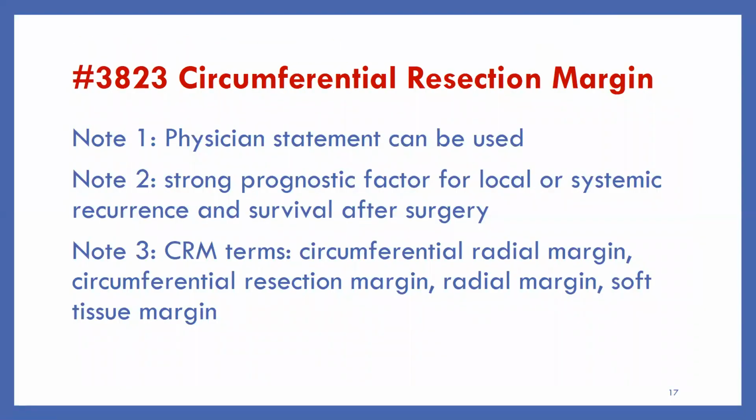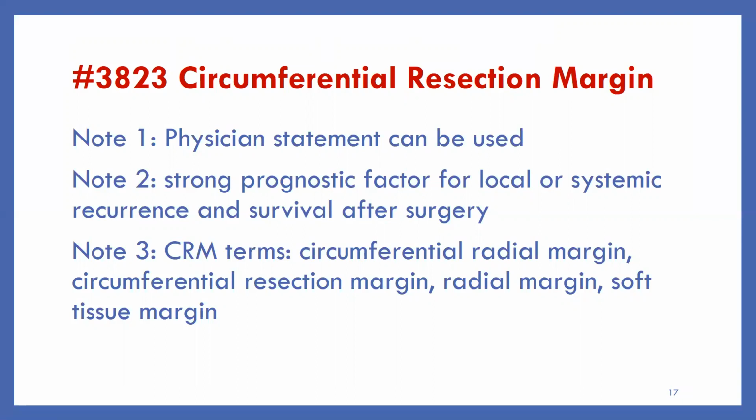Okay, circumferential resection margin, also known as radial margin, soft tissue margin. There are some other names listed there in note 3. You can use a physician statement if that's all you have. It is a strong prognostic factor for local or systemic recurrence and survival after surgery.